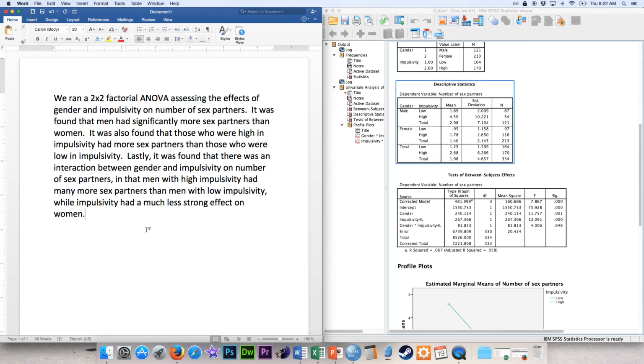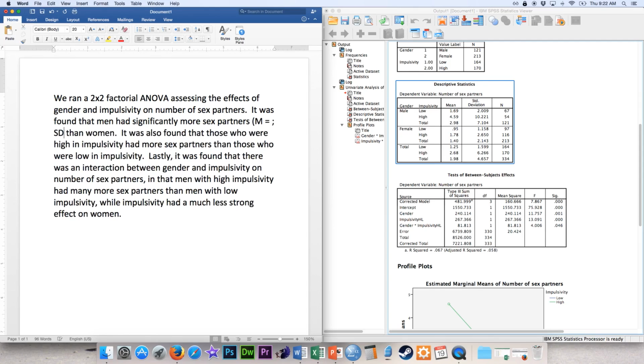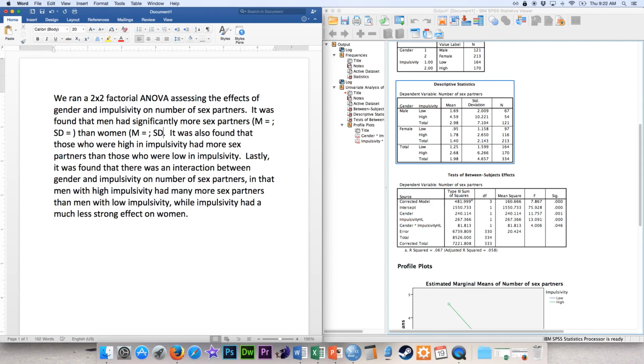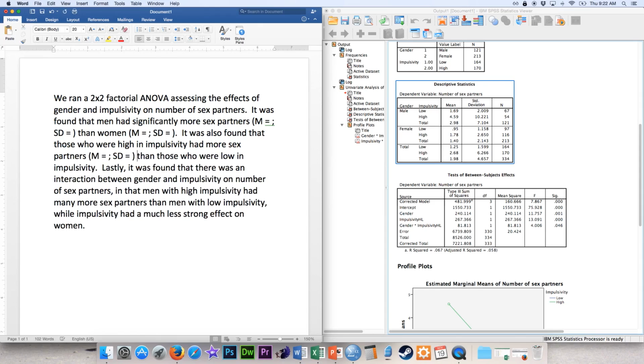So in this case, what we want to do is first add in the means and standard deviations for any groups that we're talking about. For example, it was found that men had significantly more sex partners than women. Well, first we want to add in the mean and standard deviation for the men, and then the mean and standard deviation for women. I'll just put these as placeholders for now. In fact, I'll just copy so I can paste this into other places. It was also found that those who were high in impulsivity had more sex partners, put a little mean, standard deviation there, than those who were low in impulsivity.